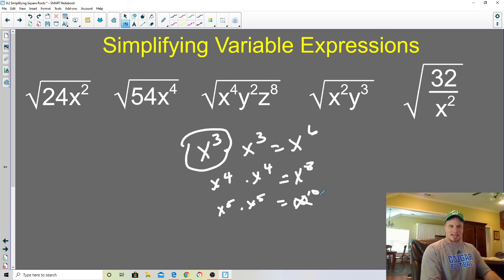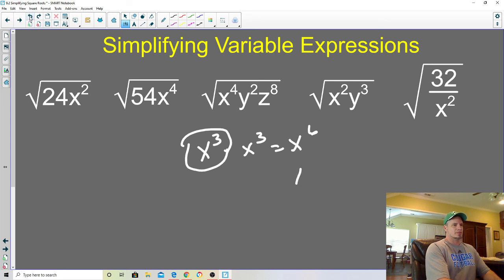Now, since you're taking half of that to find out what the square root of that is, what's not a perfect square when you're talking about variables? Well, it's when you have odd number exponents. So if I had x^9, you don't have a whole number exponent that's going to work to give you a perfect square. So x^9 is not a perfect square. Okay, but we can do something to it to simplify it a little bit, and that's what I'm going to show you here. So let's back up just a little bit.